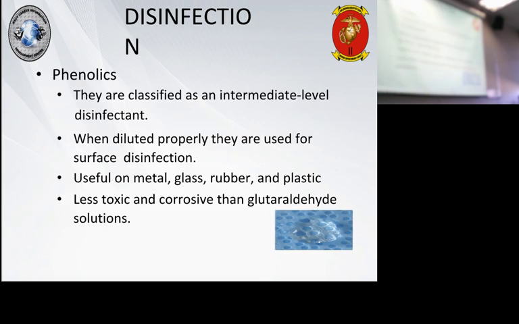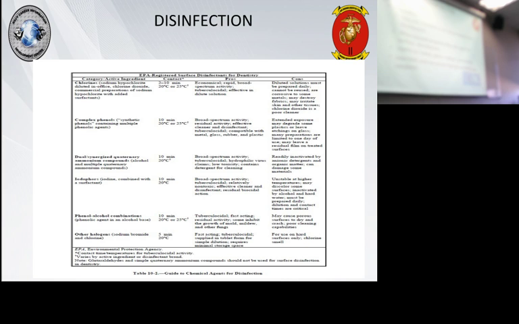Phenolics. They're classified as an intermediate level disinfectant. When diluted properly, they're used for surface disinfection, useful on metal, rubber, glass, and plastic. They're less toxic and corrosive than the glutaraldehyde, hence the need for their use.